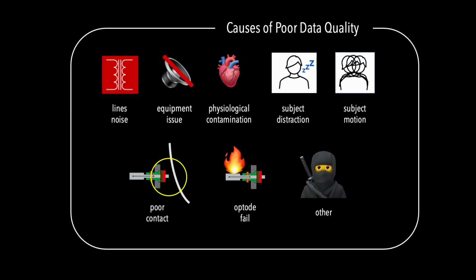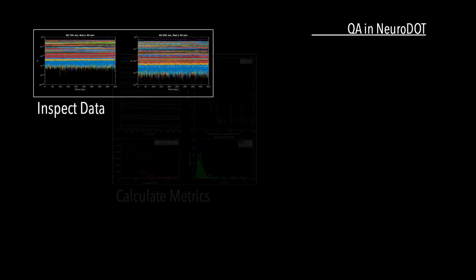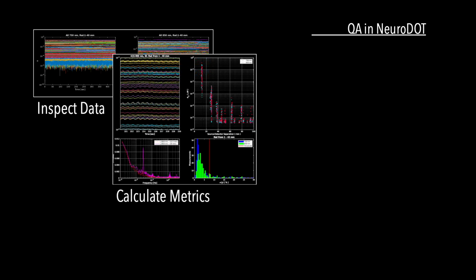There are many potential causes of data degradation, and it is difficult to define QA metrics that work well in all applications. NeuroDOT attacks this problem using a systematic approach. Briefly, the array data is presented for inspection. Then, a collection of QA metrics are calculated that identify anomalous source detector pair measurements.